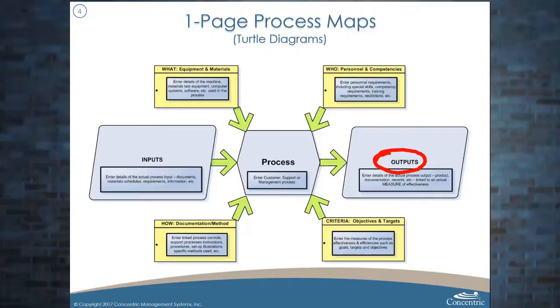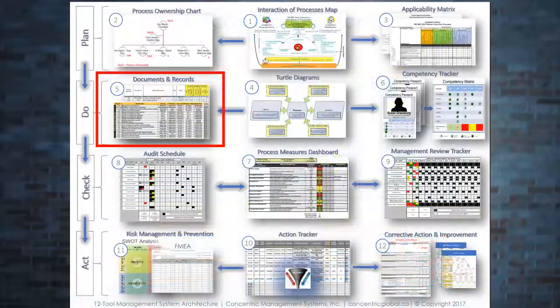Inputs, process, outputs, what, how, who, and criteria. Something important to point out on this slide about criteria is that we'll see in tool number 7 that the aggregate from all of these boxes for each of the 11 turtle diagrams will be pulled together into one spreadsheet called the Process Measures Dashboard, but we'll get to that in a second.